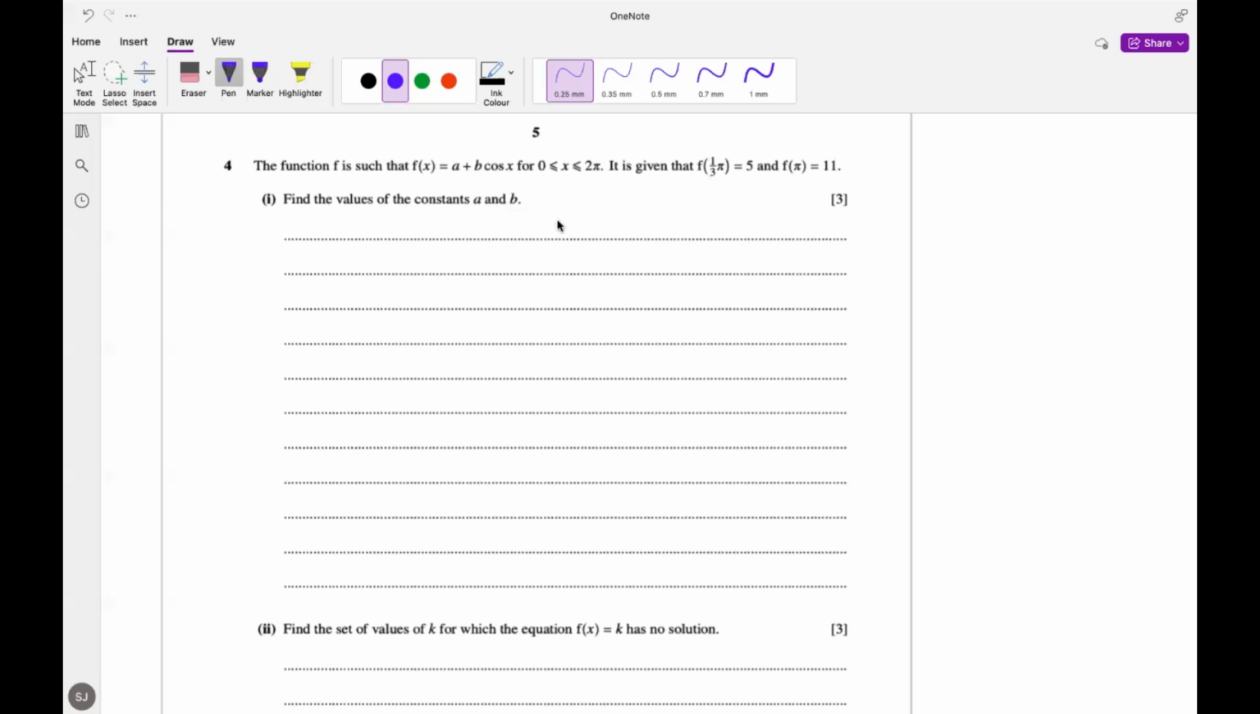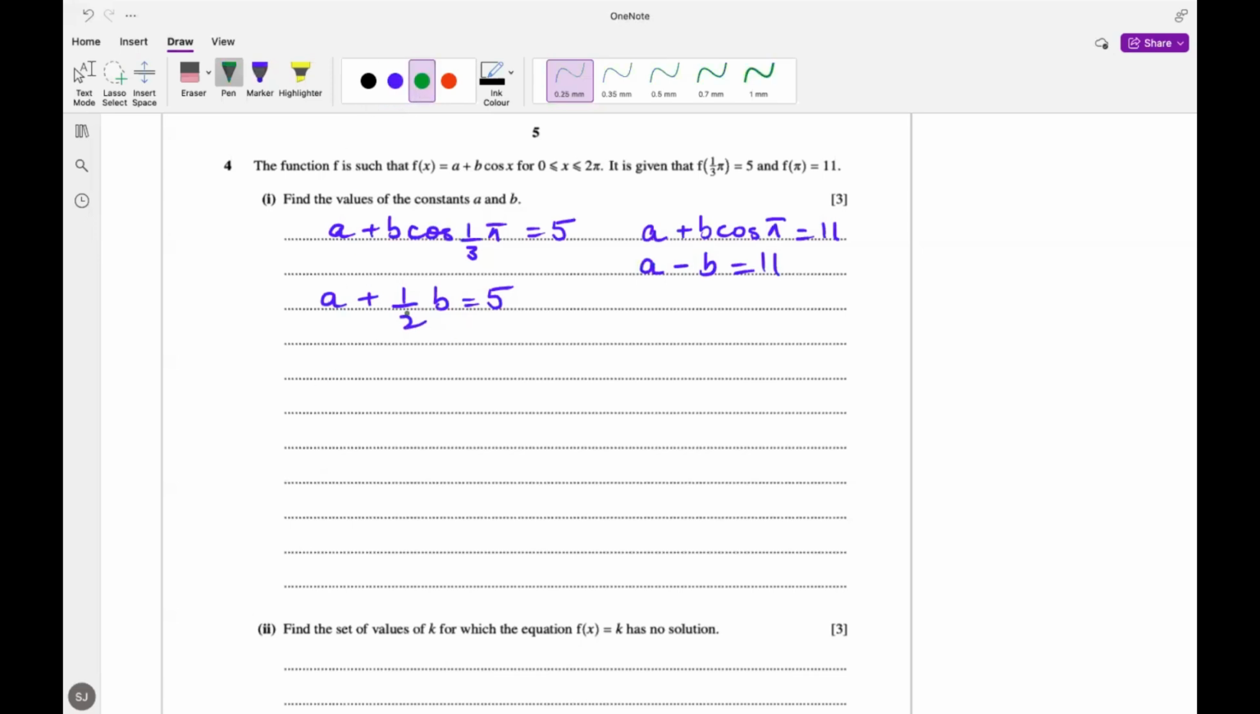So the first value of x is 1 upon 3 pi. So in place of x, we'll substitute 1 upon 3 pi, and that is equal to 5. Now, cos of 1 upon 3 pi is half, so the first equation will be a plus half b equals 5. We'll make sure that our calculator is in radian mode as the domain of x is in terms of pi. For the second equation, we'll substitute x equals pi into the equation, so it will become a plus b cos of pi, and this is equal to 11. So cos of pi, when we substitute this in the calculator, is -1. So the second equation will be a minus b equals 11.